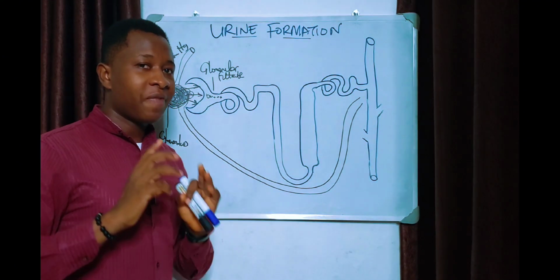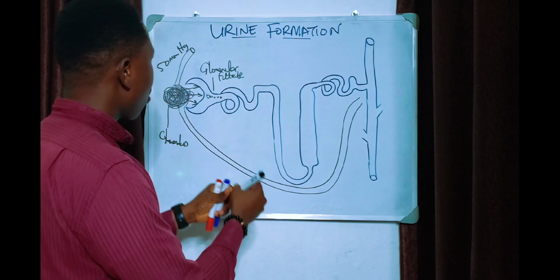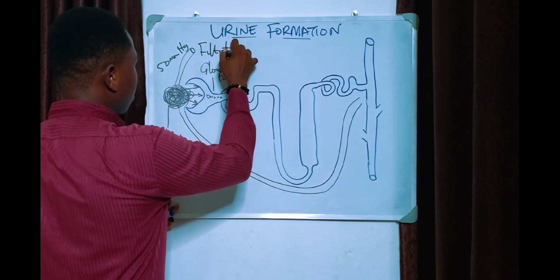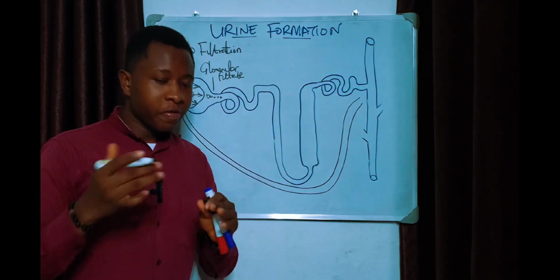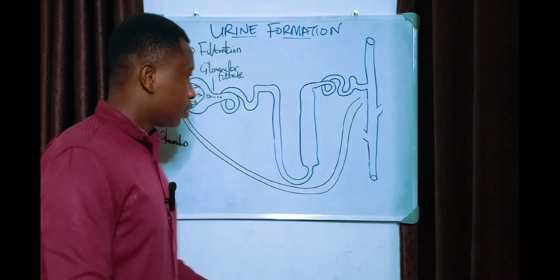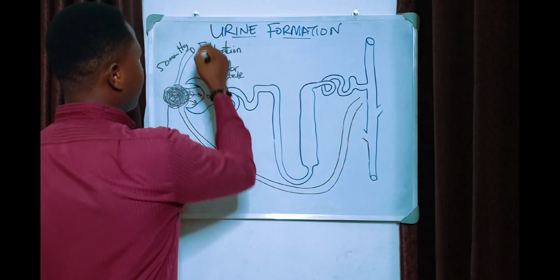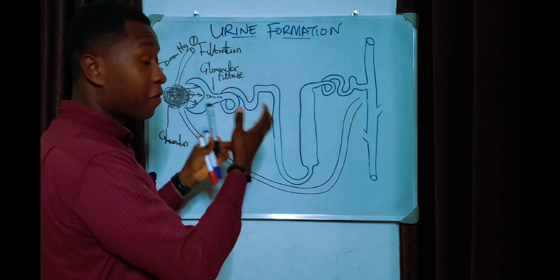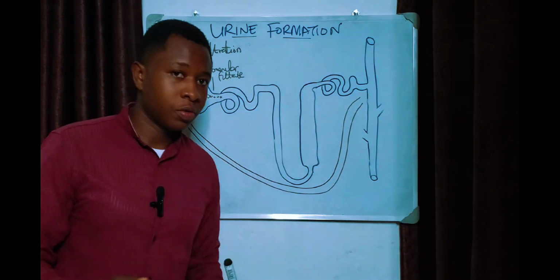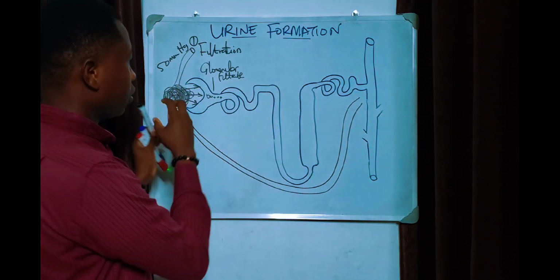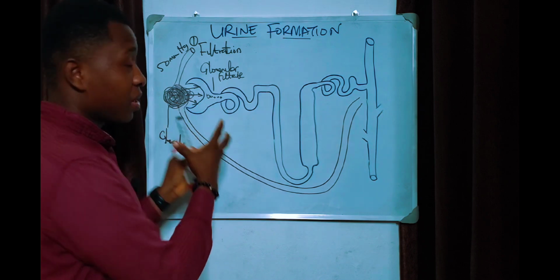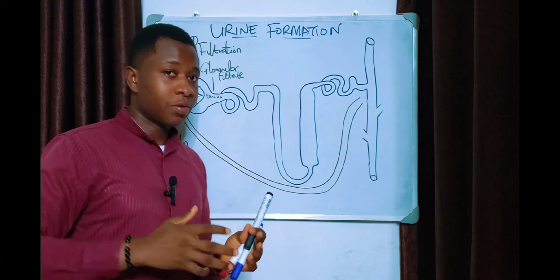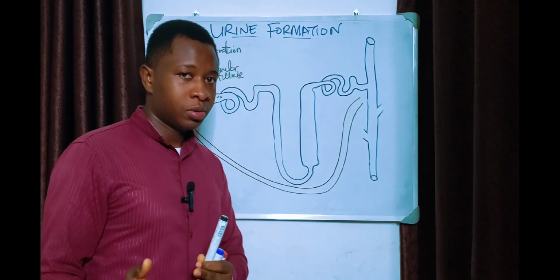Now, the whole process I have explained is what we call filtration. Some people would call it ultrafiltration. It's the same thing, all right? So the first step of urine formation is filtration or ultrafiltration, where blood is being filtered from the glomerulus into the Bowman's capsule, all right? So the next step in urine formation is what we call selective reabsorption.